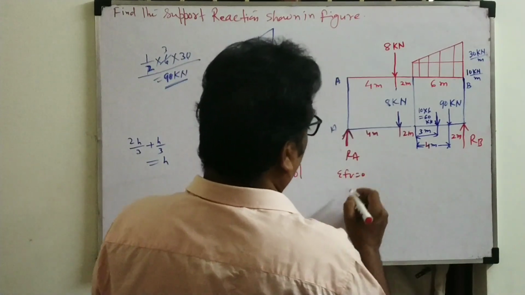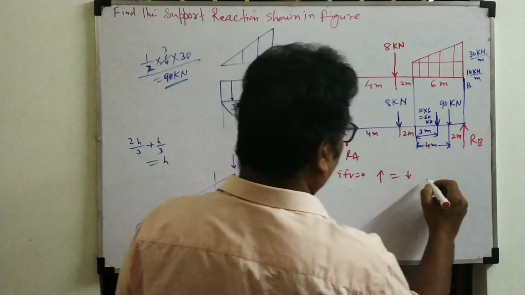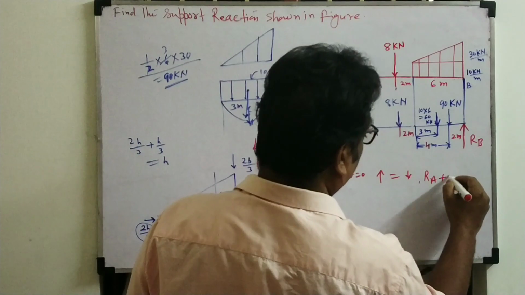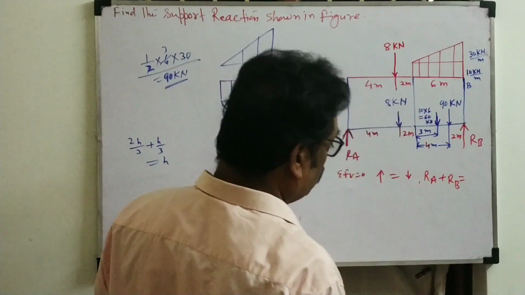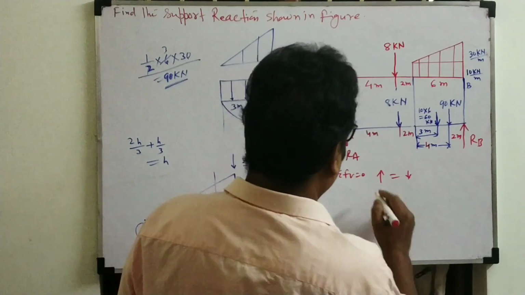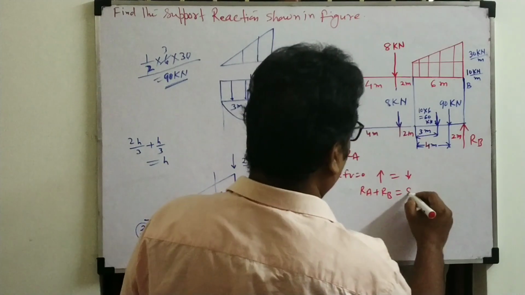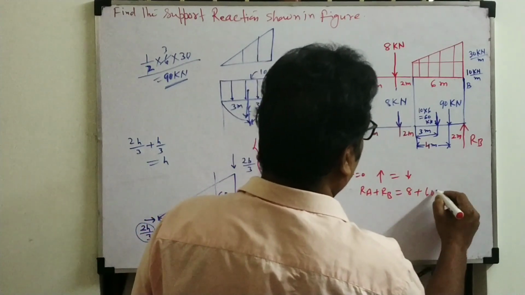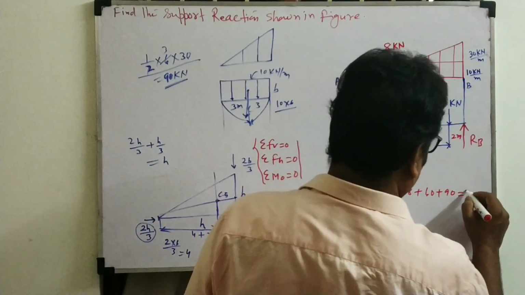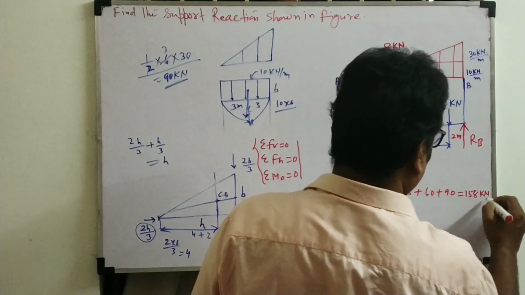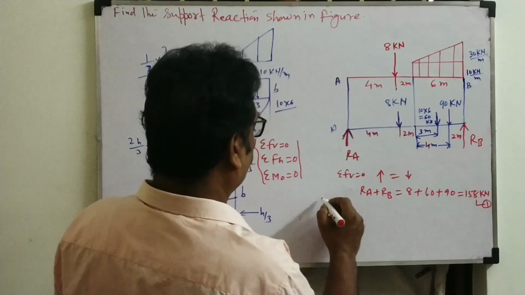Sigma Fv equal to 0. So what will be there? Total upward force equal to total downward force. What is the upward force? RA plus RB equal to the total load. How much is the total load? 8 plus 60 plus 90. So this will come to 158 kilonewton. 158 kilonewton, equation 1. Another equilibrium equation, what will we take?